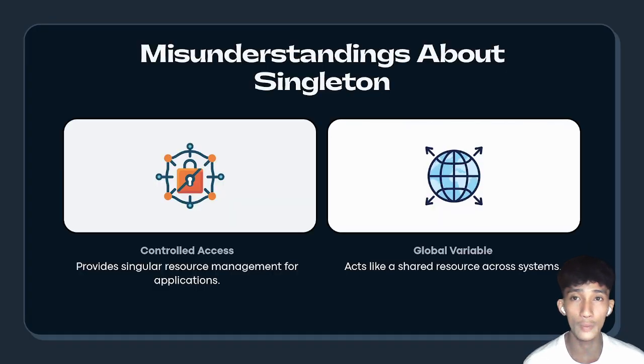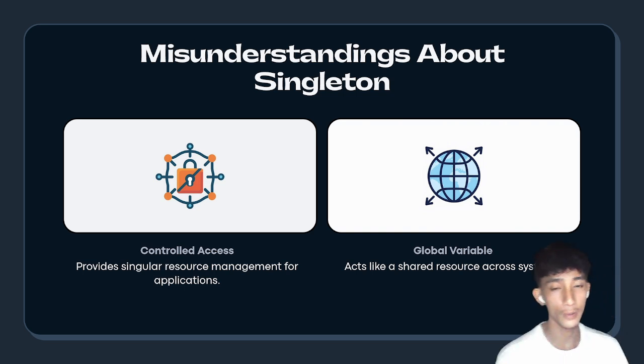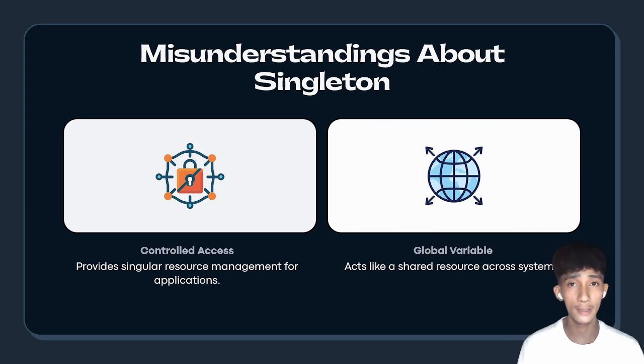So next we proceed to the misunderstanding about singleton. It has two: controlled access, and next is global variables. The controlled access provides a singular source of management for the application, while the global variable acts like a shared resource across the system. So that would be the misunderstanding about singleton.